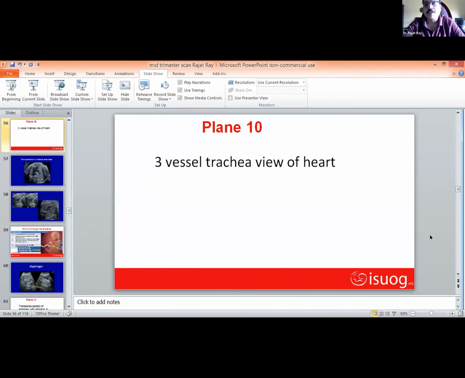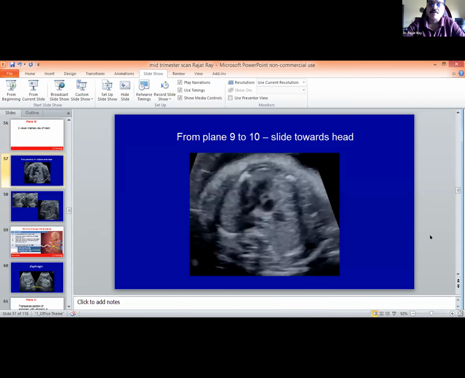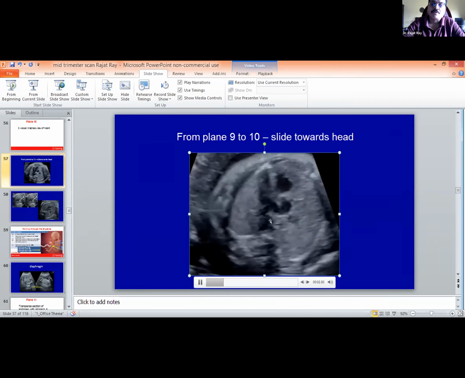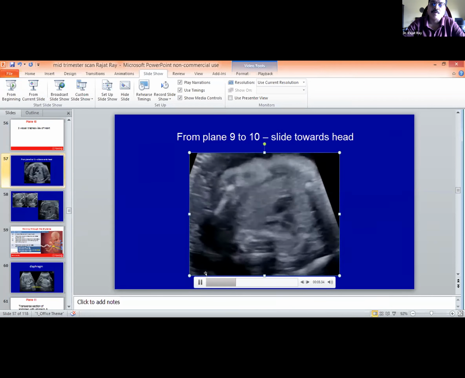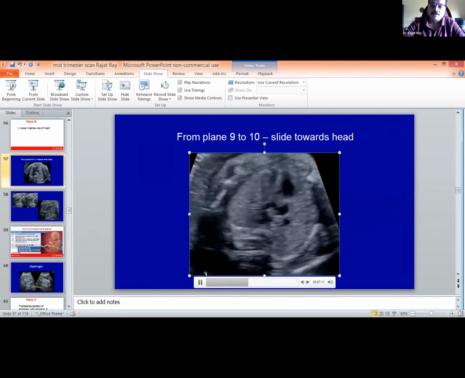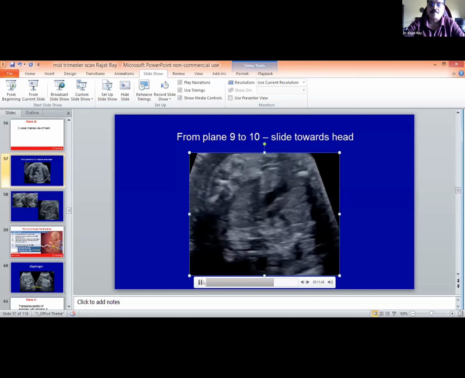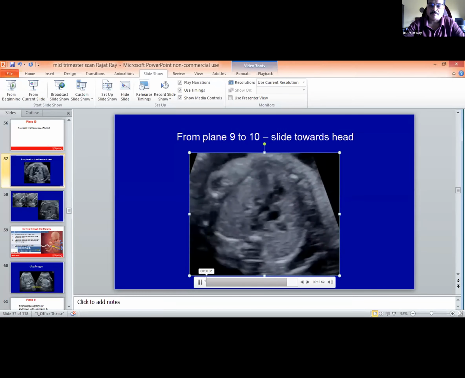Then plane 10 is a 3 vessel trachea view of the heart. Again, from plane 9 to plane 10, slide towards the head. From the RVOT to the 3 vessel view, just slide towards the head and you are getting the 3 vessel trachea view.